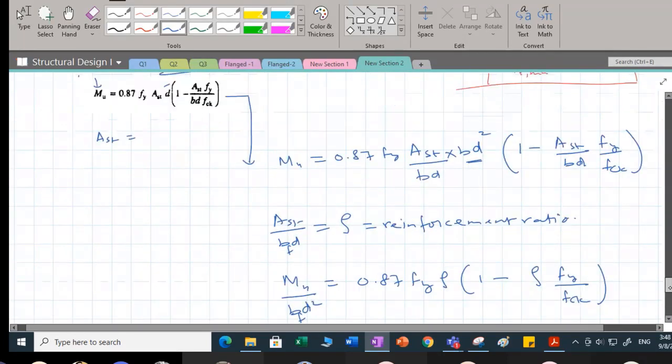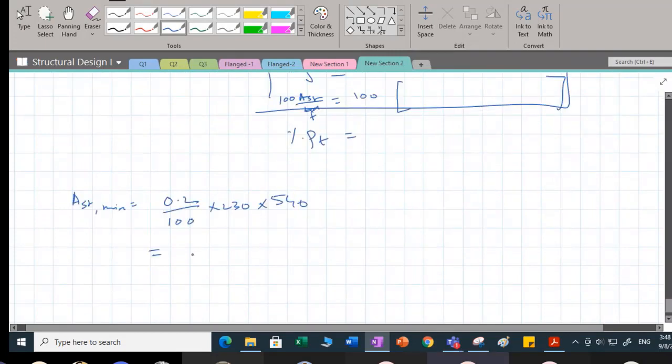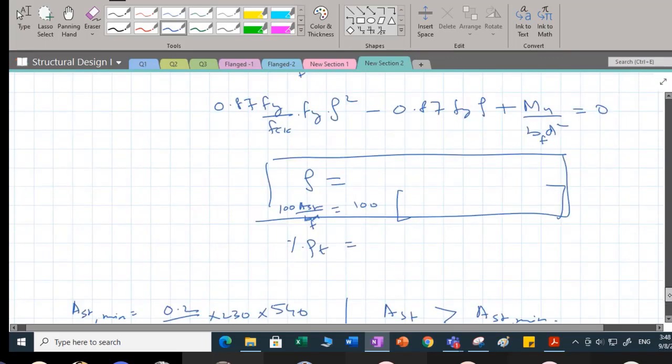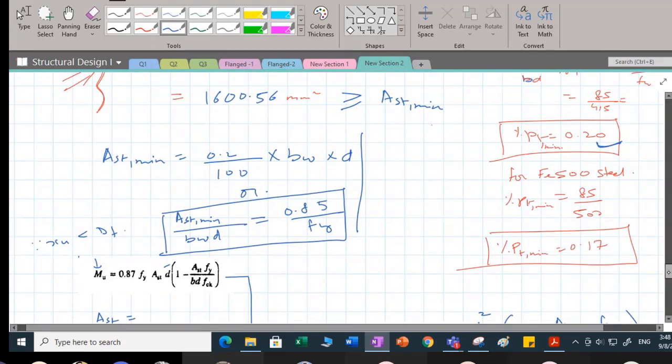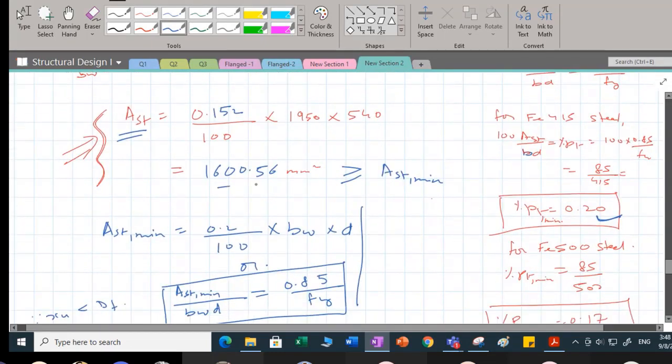And effective depth D was, I guess, 540. The minimum steel is 248.4 millimeters square. So what you can observe, whatever steel you require is greater than Ast minimum. Suppose this Ast would have come less than 248.4 millimeters square, in that case, you have to provide 248.4 millimeters square.